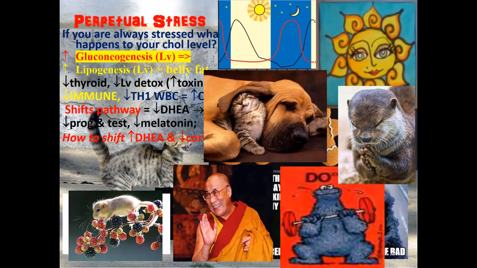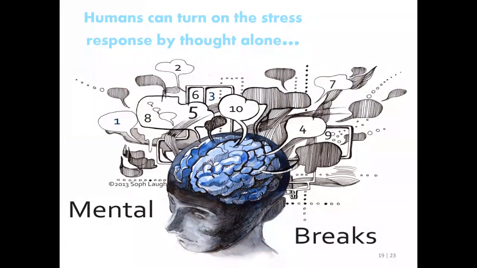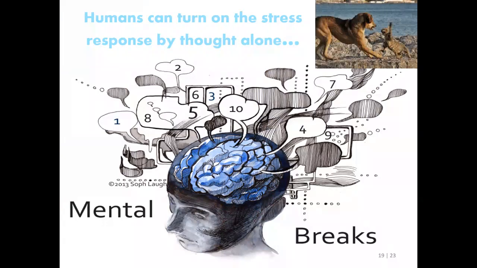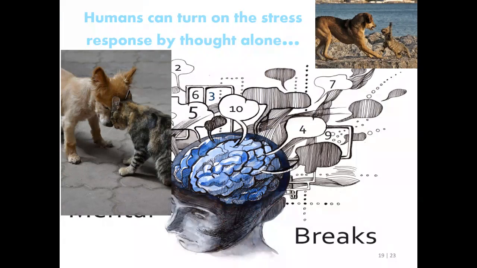Gratitude is key. Compassion. That is what the Buddhist monks all say they do. Sunshine, exercise, diet, and gratitude. Don't forget the gratitude. And so humans can turn on the stress response by thought alone. We're the only ones that can do that.